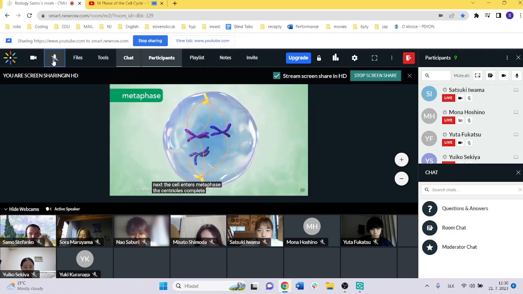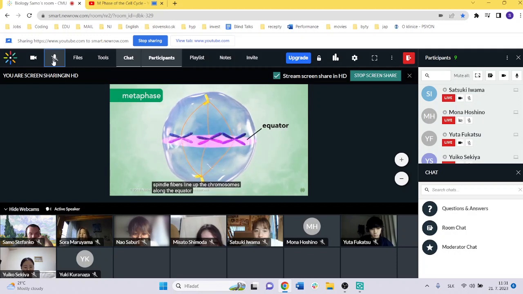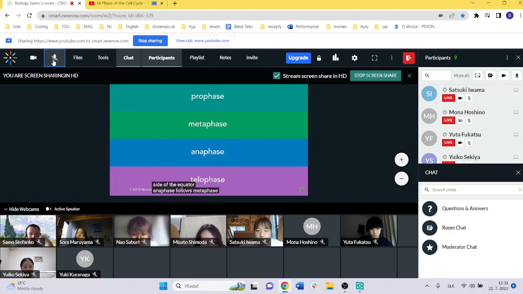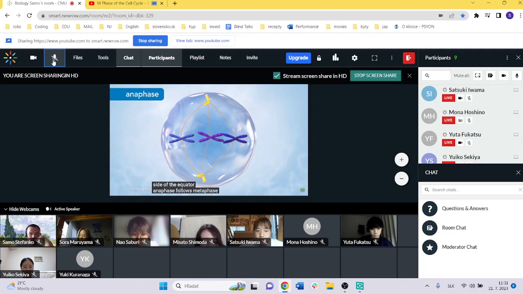The centrioles complete their movement to the poles of the cell, while the spindle fibers line up the chromosomes along the equator of the cell. The end-to-end alignment of chromosomes results in a sister chromatid on either side of the equator. Anaphase follows metaphase. During anaphase, spindle fibers separate the sister chromatids at their centromere.